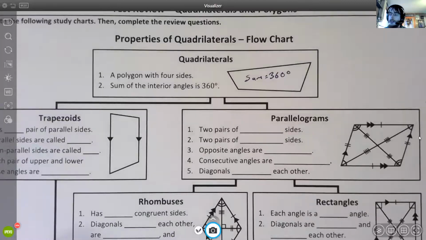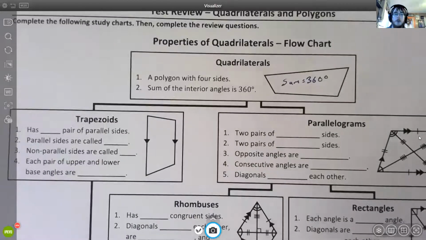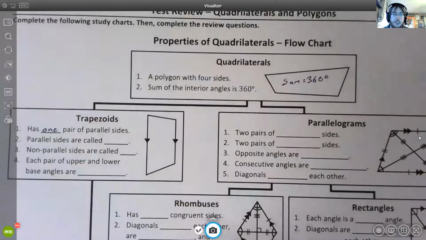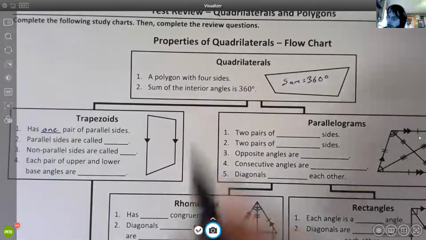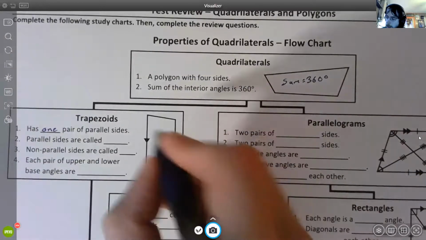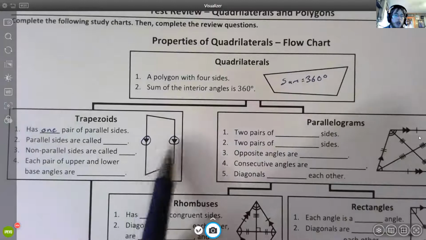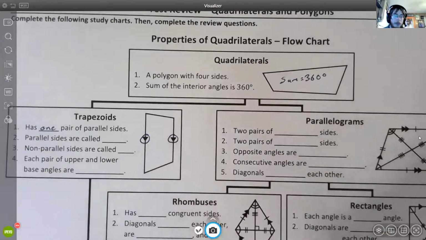But the first one we're going to talk about for the specific type of quadrilateral is a trapezoid. Okay, and a trapezoid is easily identified by the first property that it has, and that's basically what defines what a trapezoid is. And the trapezoid is the only type of quadrilateral that has exactly 1 pair of parallel sides. Okay, so as you can see in this diagram here, those little triangles, only 2 of those sides have it. So 1 pair of parallel sides is all a trapezoid will have.